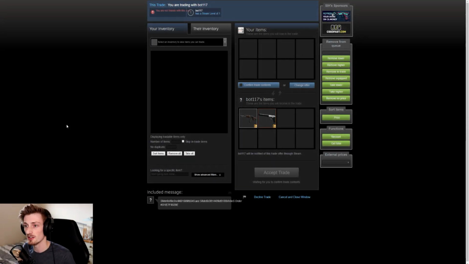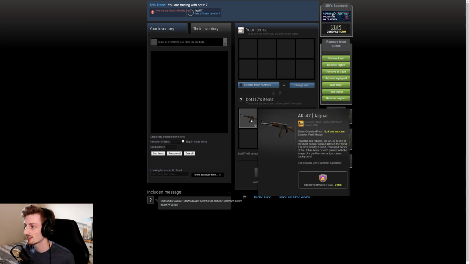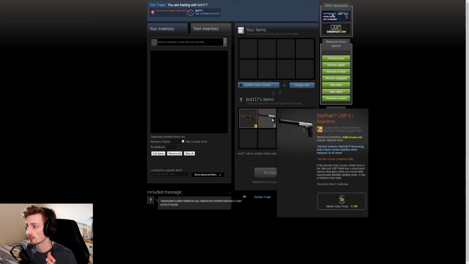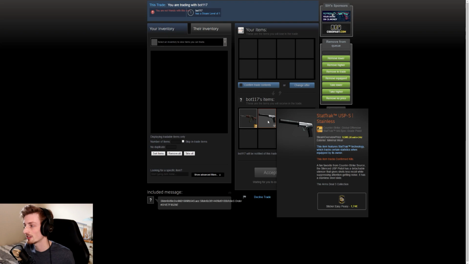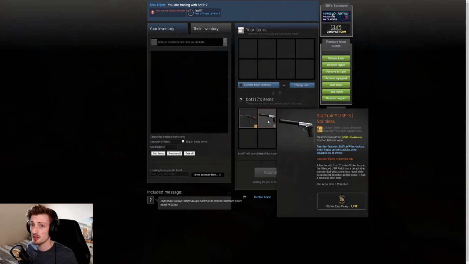Okay, so the trade offer is now through, as you can see, and we got an AK-47 Jaguar field tested and a USP-S Stainless. Now the Jaguar is worth 12 euros, so that's pretty good. We made 2 euros on that one, and the USP is worth a little under 10 euros, so we lost sort of 40 cents on that one. Overall, we're up a little bit, so it wasn't too bad.